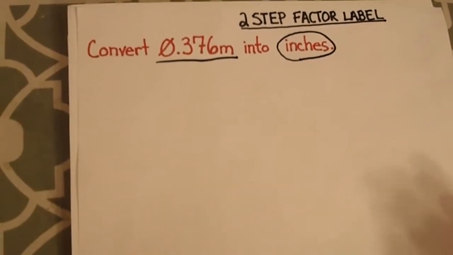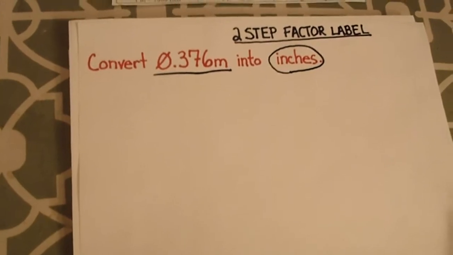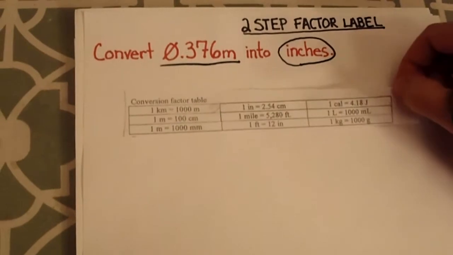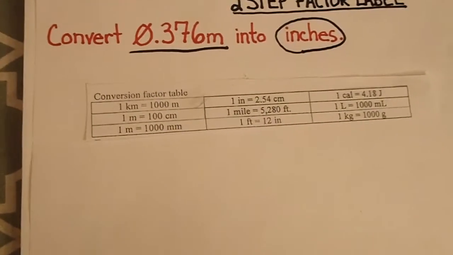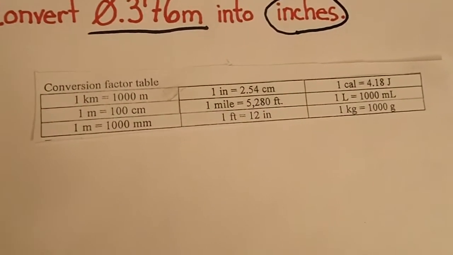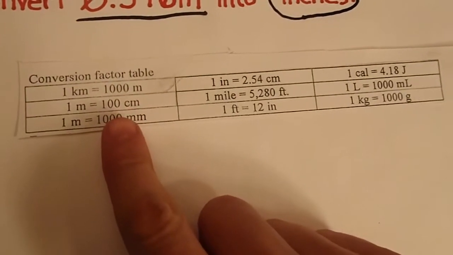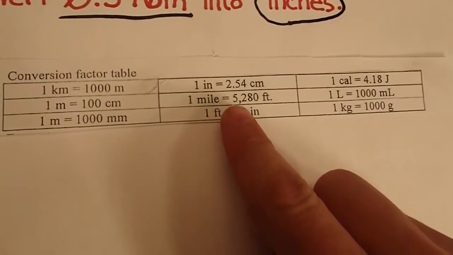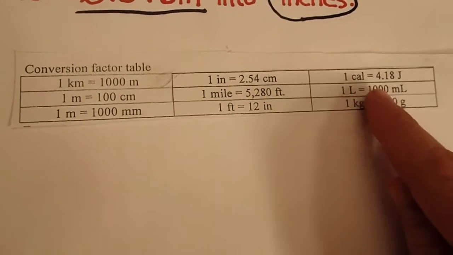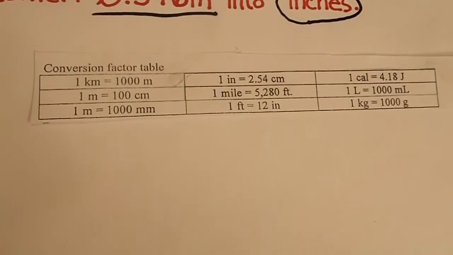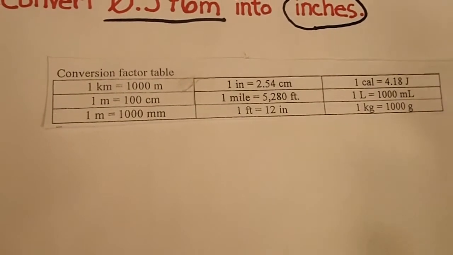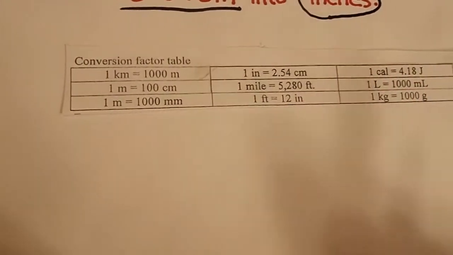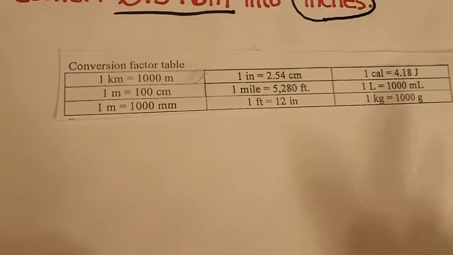Okay, now we've identified our given and what we're trying to find. Now we need to find our method of getting there. So again, just like before, we're going to go to our conversion factor table. We want to go from meters to inches. Is there anything with meters on one side of the equal sign and inches on the other? Nope. I just don't see anything. So maybe I'm going to have to think about this a different way. Maybe I'm going to have to use more than one conversion factor in order to get it into inches.